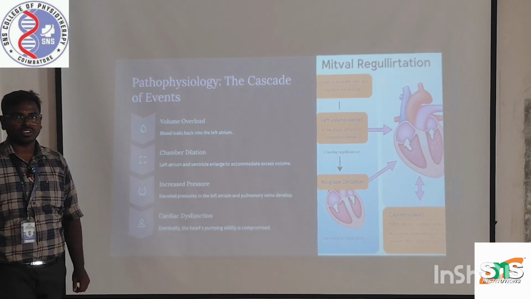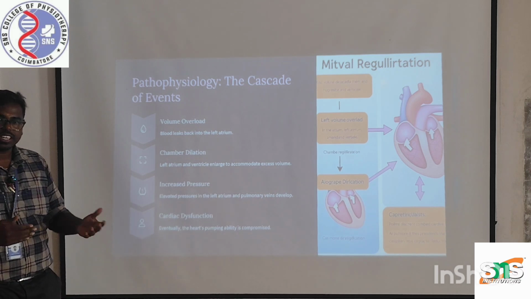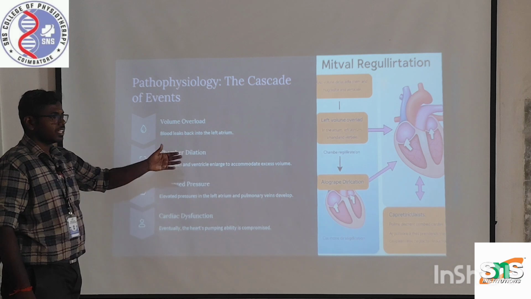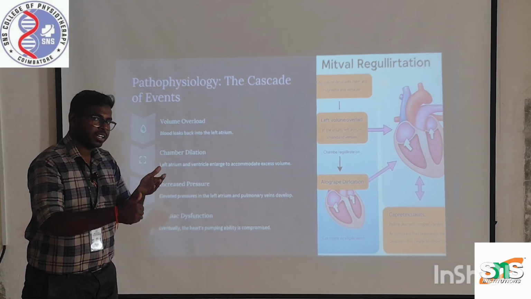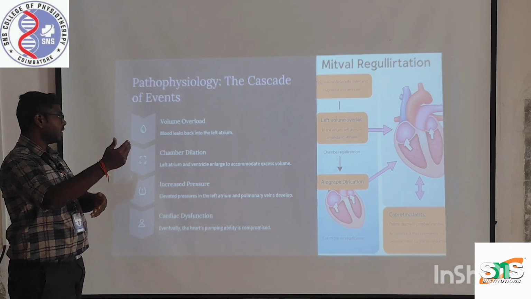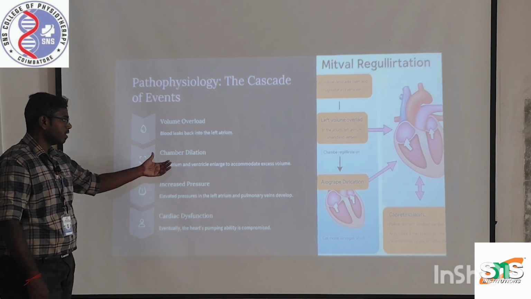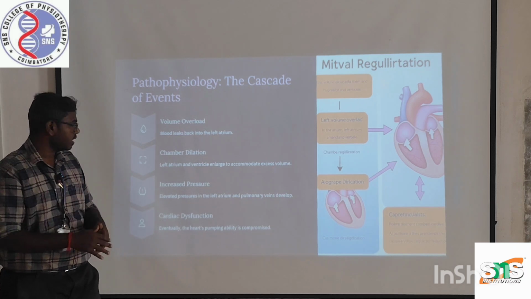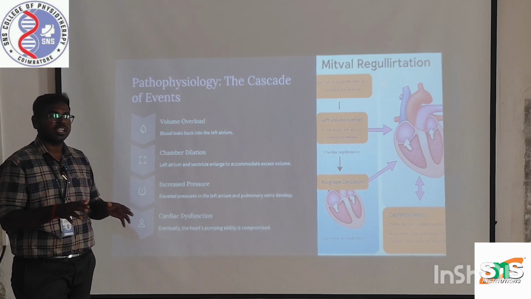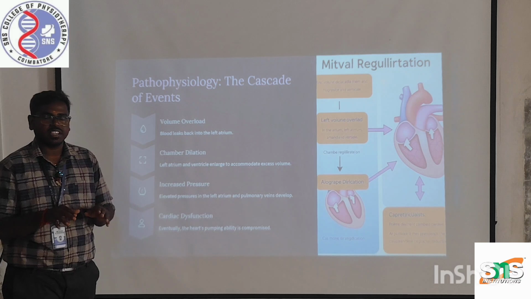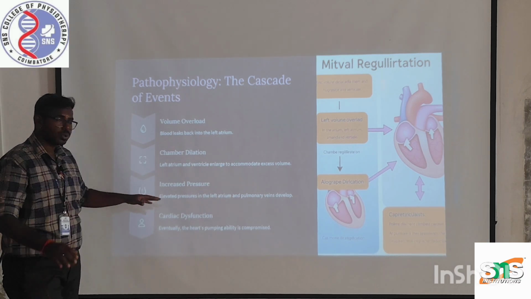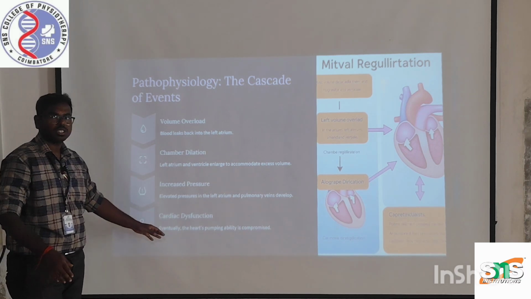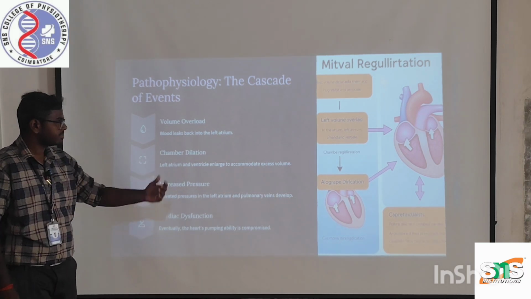What is the pathophysiology? In the earlier videos we have already seen what pathophysiology is. In this condition, first the blood leaks back to the atrium. From the left ventricle, the blood goes back to the left atrium. Afterwards, the left atrium and the ventricle get enlarged due to the excessive volume. Due to enlargement of the heart, the pressure in the heart increases, and finally it leads to cardiac dysfunction.